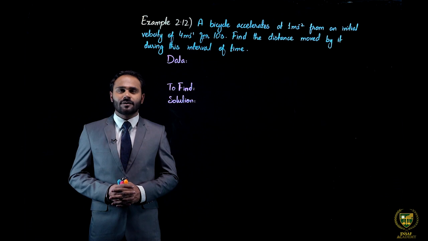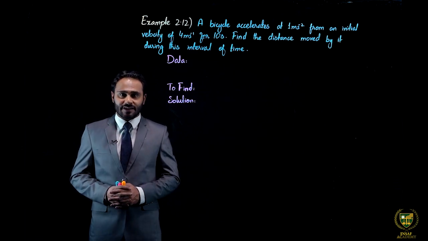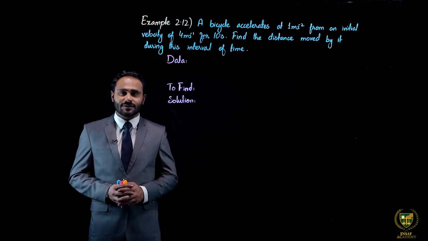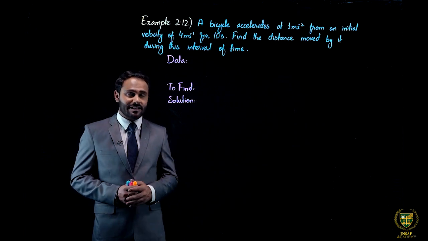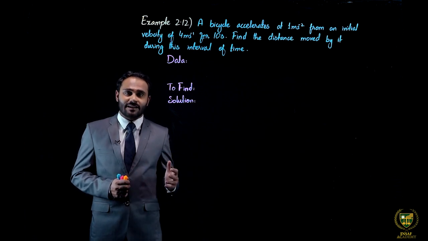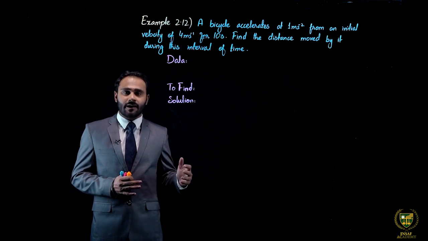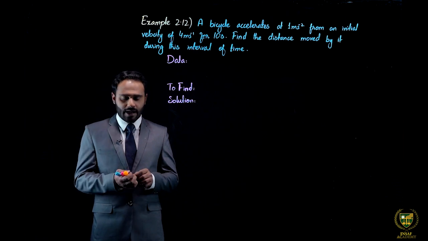Clear? Example number 2.12, and the statement is: a bicycle accelerates at 1 meter per second square from an initial velocity of 4 meter per second for 10 seconds. Find the distance moved by it during this interval of time. First of all, let's note down the data.